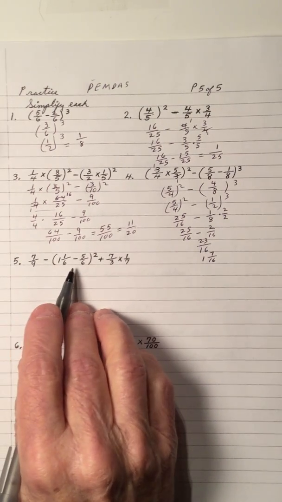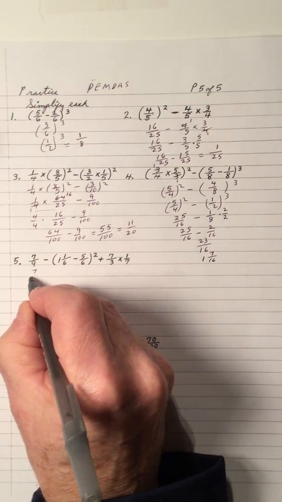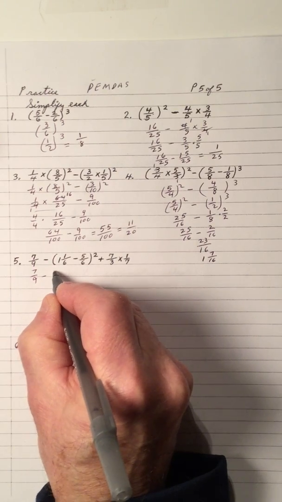Number 5. I have to work out the inside here first. So 7 over 9, subtract.